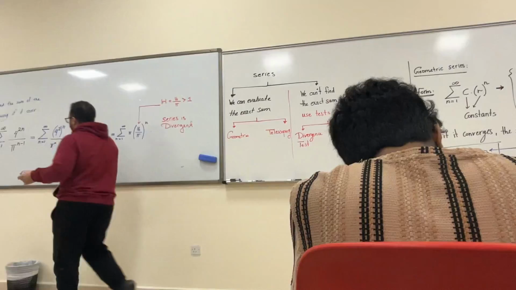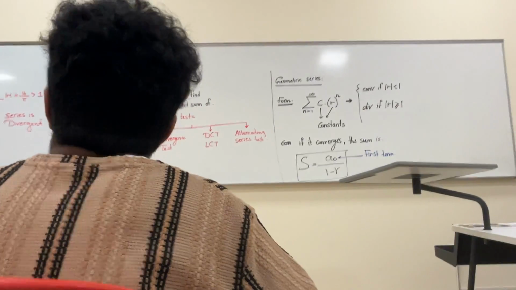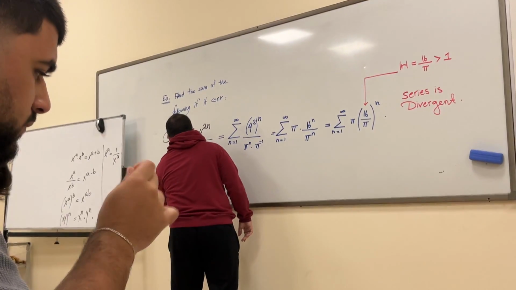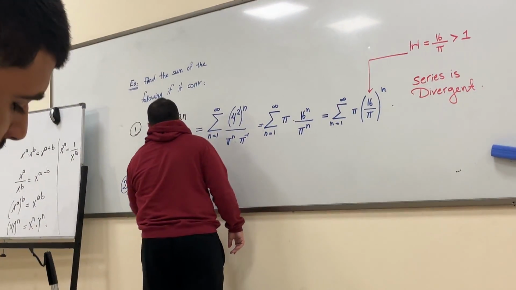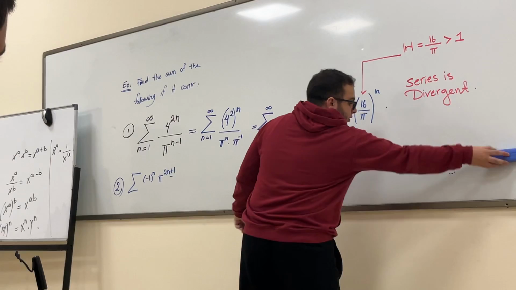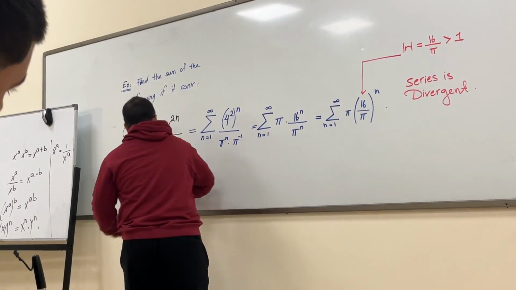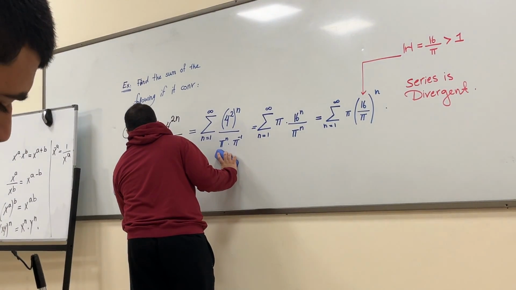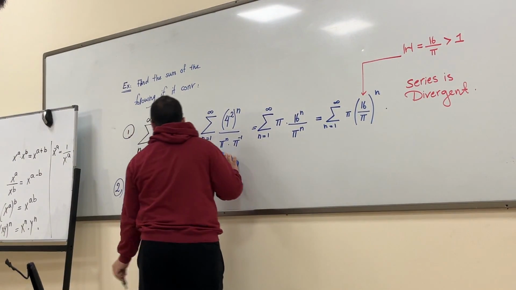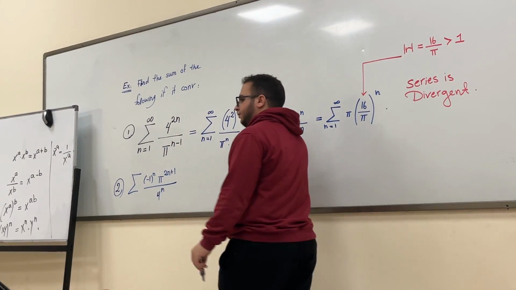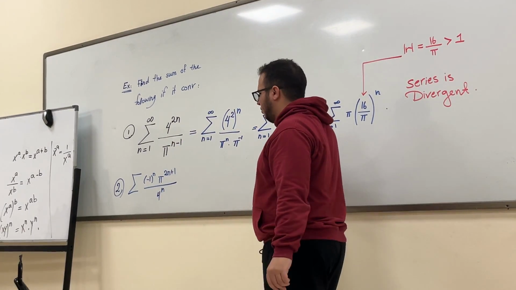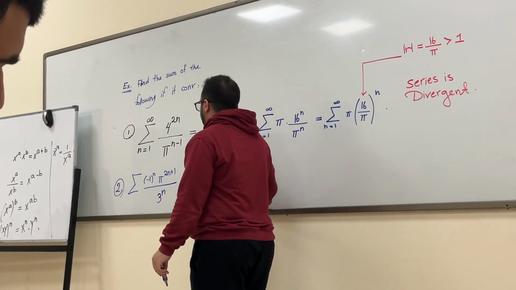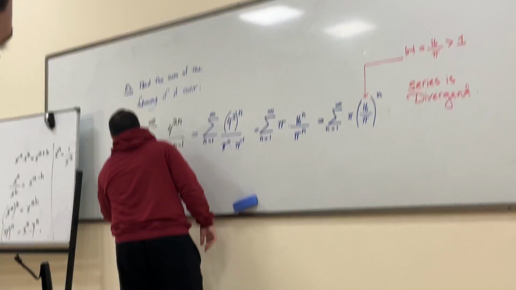Okay? Let's do more. Let's do something. The sum of (−1)^n 5^(2n+1) divided by 3^n, and n starts from 0.